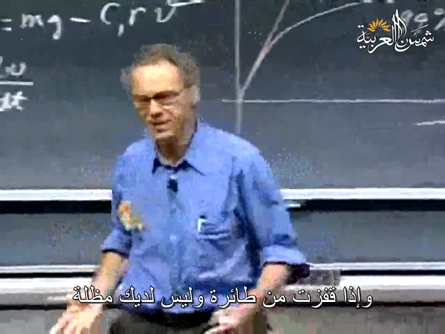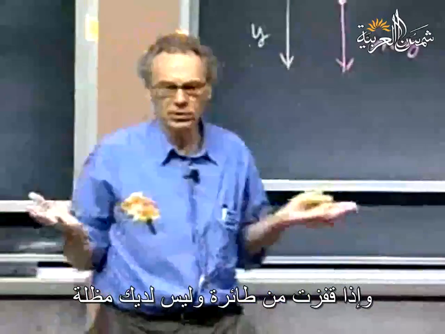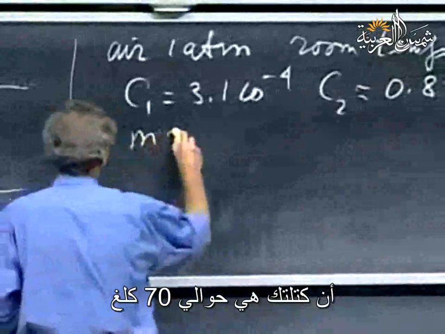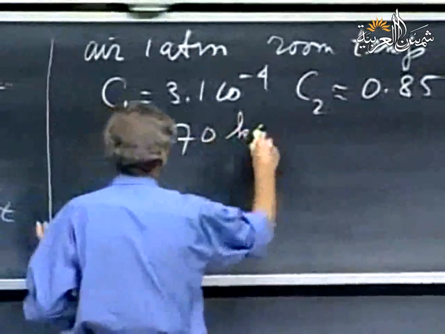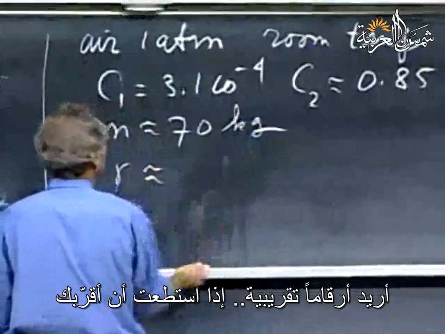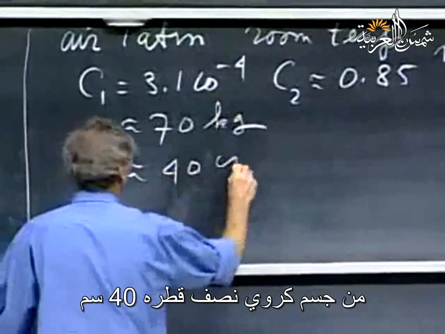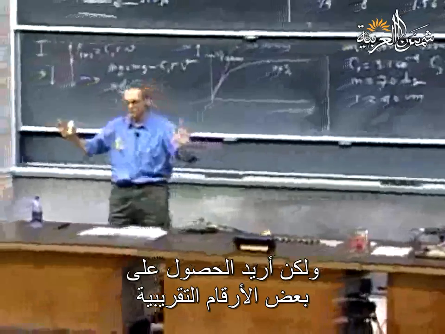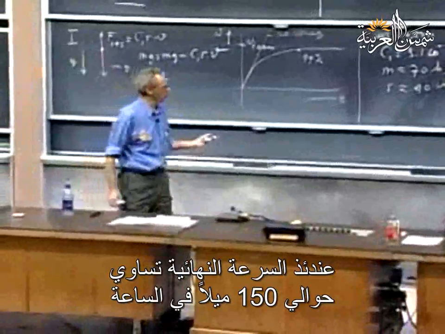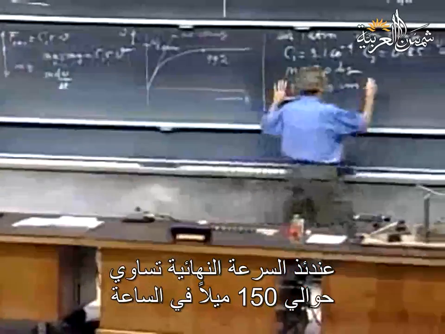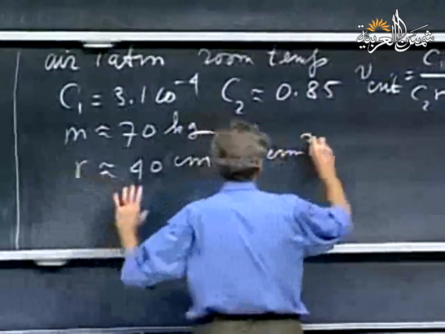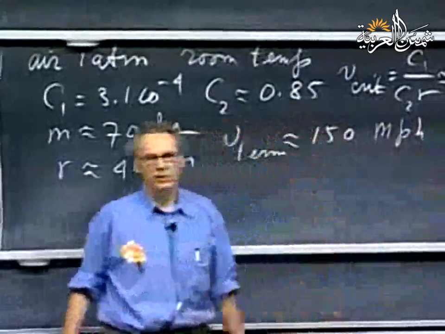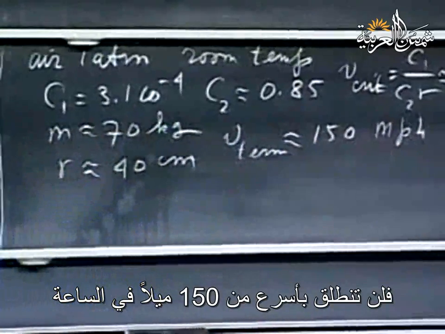If you jump out of a plane and you have no parachute, and I make the assumption that your mass is about 70 kilograms, I want rough numbers, if I can approximate you by a sphere with a radius of about 40 centimeters, that's also an approximation. You're not really like a sphere, but I want to get some rough numbers. Then the terminal velocity is 150 miles per hour. So if you jump out of a plane and you have no parachute, you will not go much faster than 150 miles per hour.